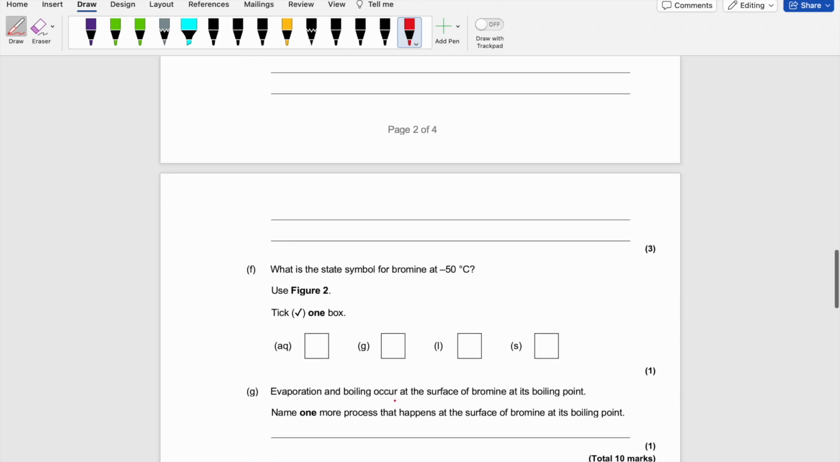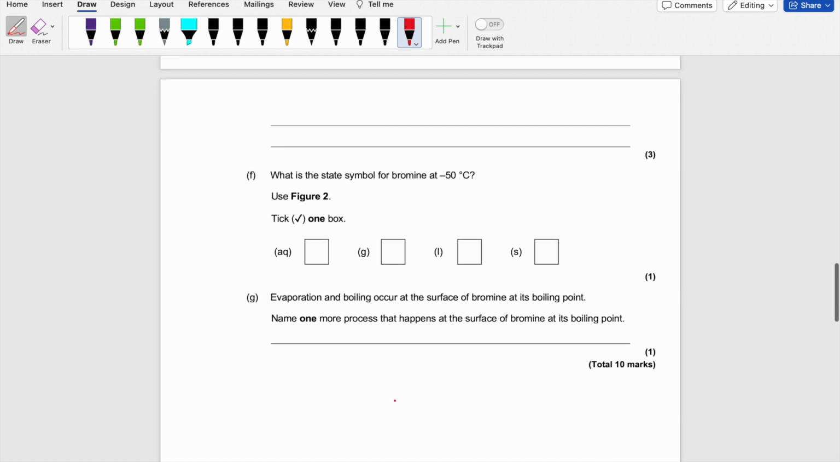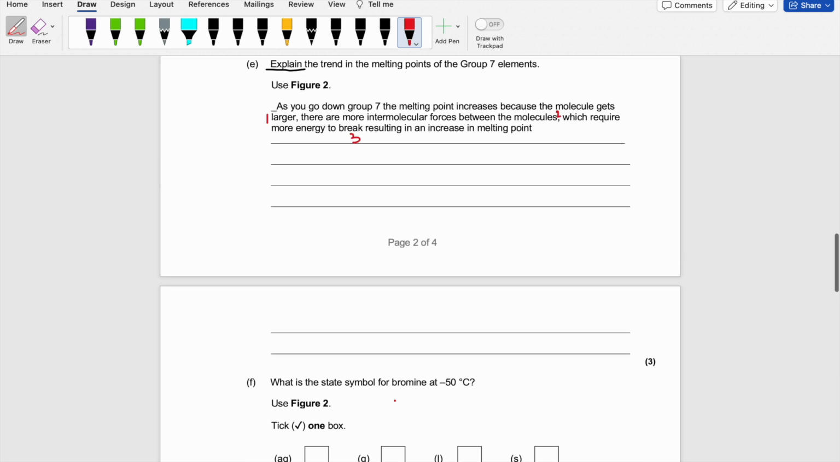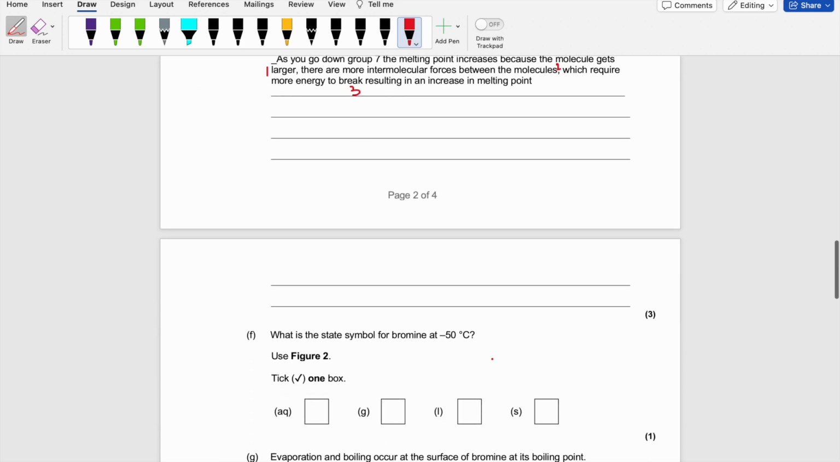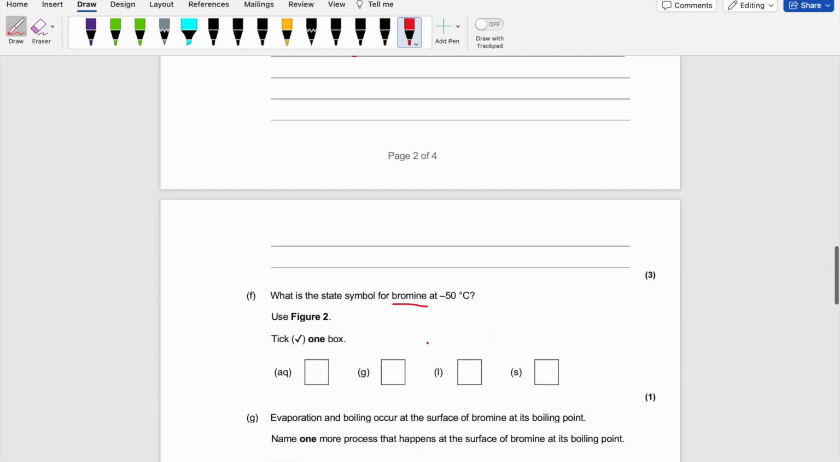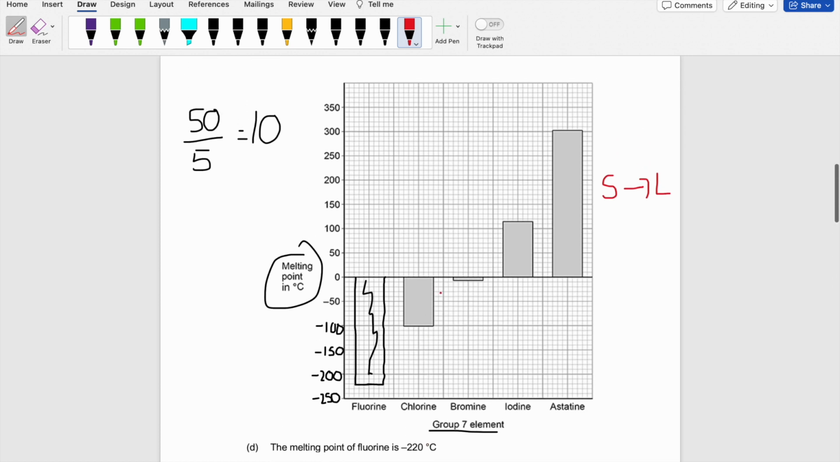It then says, what is the state symbol for bromine at minus 50 degrees? Well, let's have a little look, okay? So this graph showing us the melting point. Melting point, remember, is when we go from a solid to a liquid, okay? It's the point where a solid becomes a liquid. Now, I think it said bromine. Let's have a quick check. Yeah, it says bromine. So let's go and have a look at what the melting point of bromine is, because that's the only piece of information they've given us.